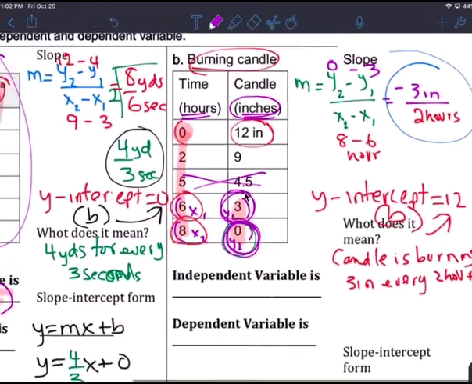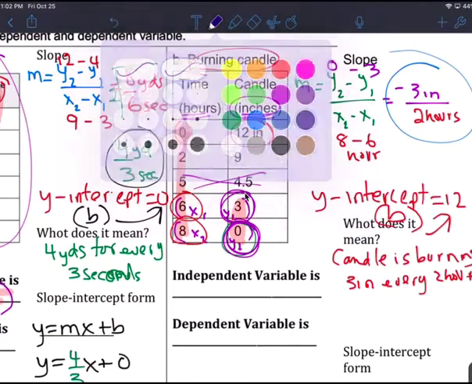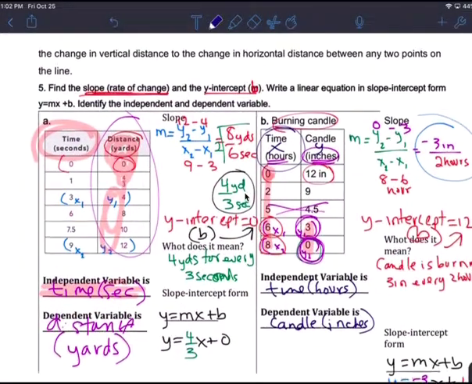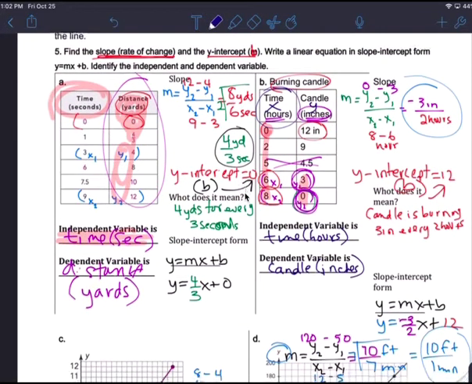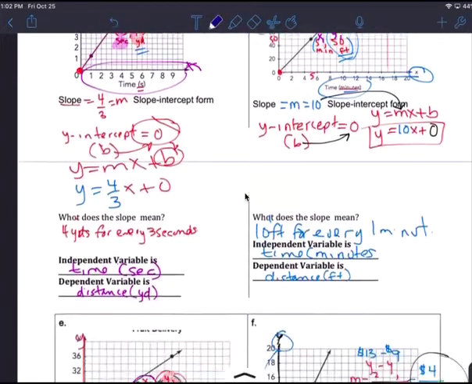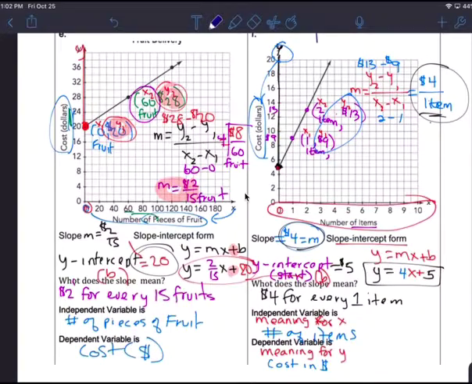Independent here is time in hours, meaning on x, here's meaning on y. Time in hours, and dependent is candle in inches. Okay, that's all the stuff. So 5, and there's that answer. 6, 5, A, B, C, D, E, F. There you go. That's how you do all of them.